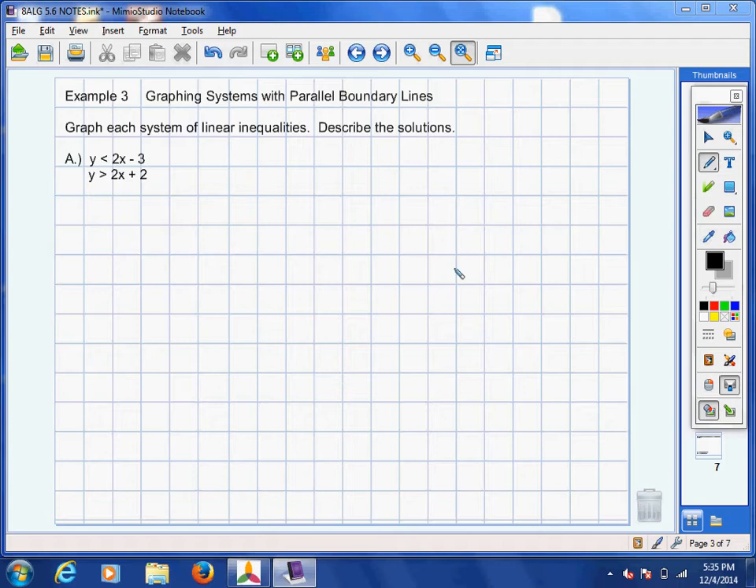So the one set of directions that's going to be different from this particular example than example 2 is we're going to describe the solutions, and I'm going to talk you through that and help you understand what to do with that. Okay, letter A.